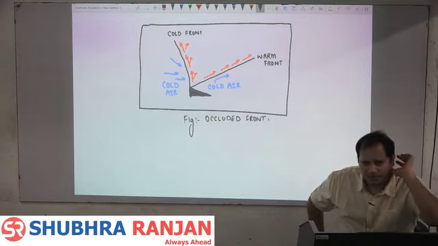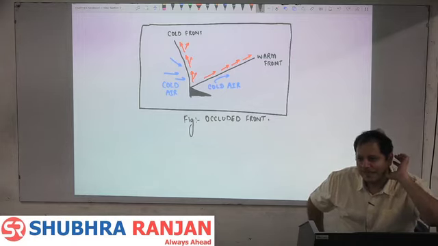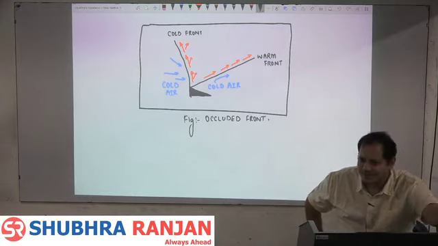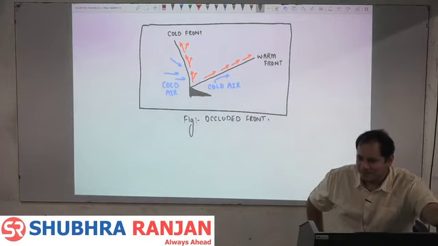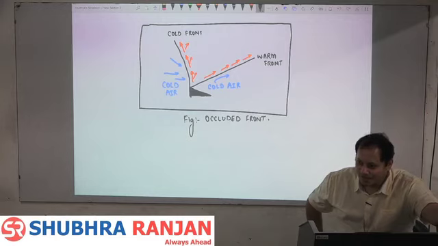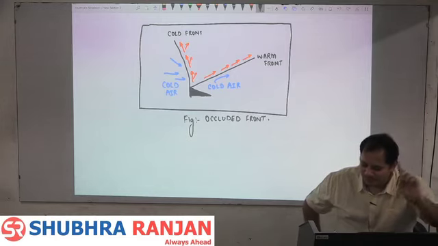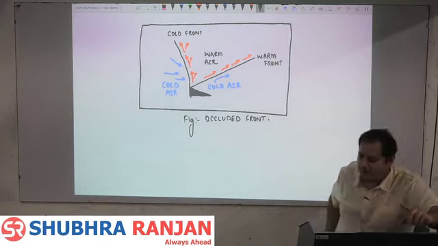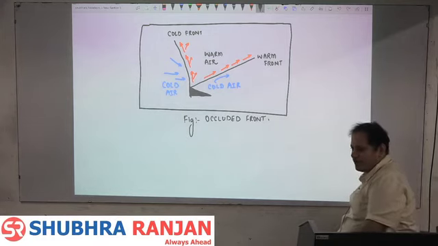Understood the diagram? क्या नहीं समझ में आया? दिखाने का तरीका है, दोनों फिनोमेना एक साथ नहीं एग्जिस्ट. Whether it is a warm front or whether it is the cold front, warm air will be above and there will be cold air on the ground. That ये दिखाने का तरीका है, and that is what is the warm front, occluded front.